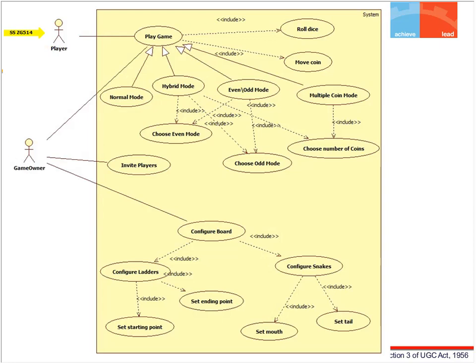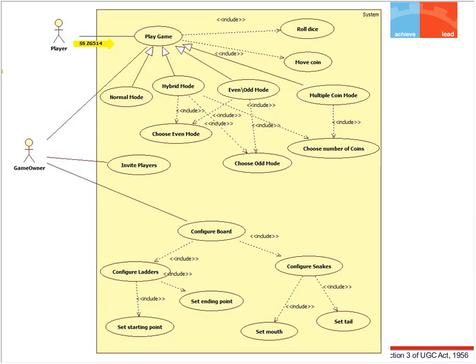A player can only play a game, whereas a game owner can also configure the board, invite players, as well as play the game, right? Keep this, study the case study again. Keep this diagram in front of you and then try and go through it, right?